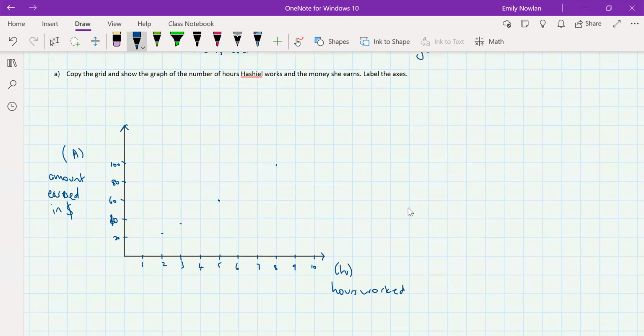I don't need every dot, but now I need to get my ruler out or a straight edge to join it up. Now we are starting at 0, 0 because when they haven't worked at all, they don't get any money. That's fair enough. And then hopefully if you've plotted carefully, your straight line will go through your dots. Mine's pretty close. Okay, hope yours look like that too.